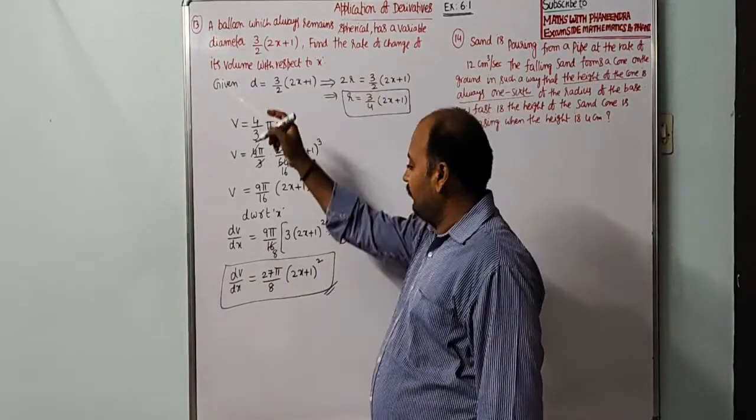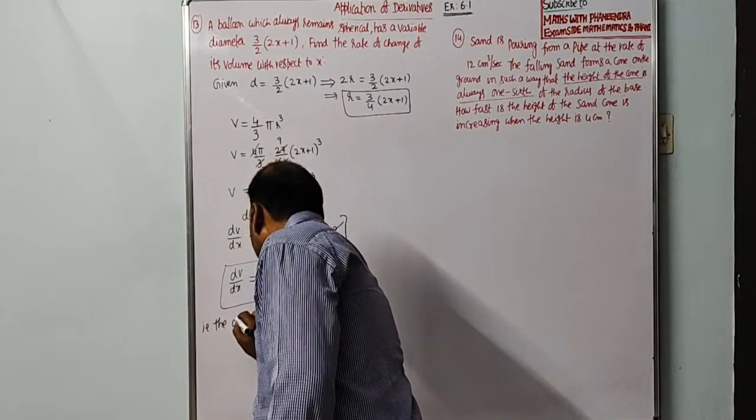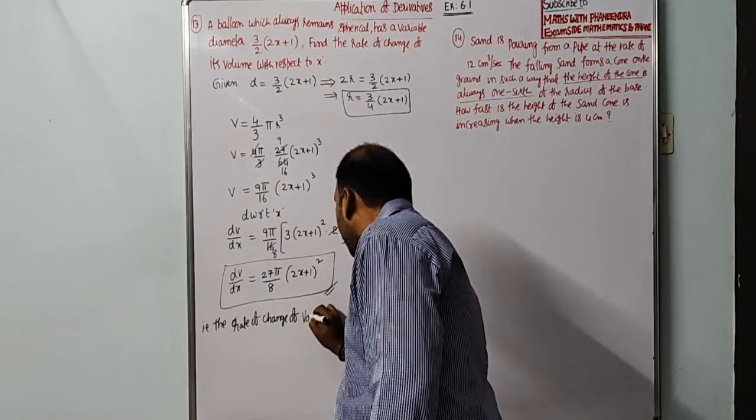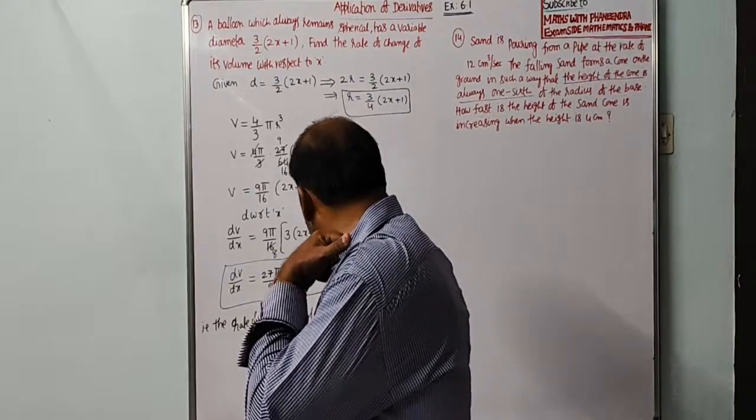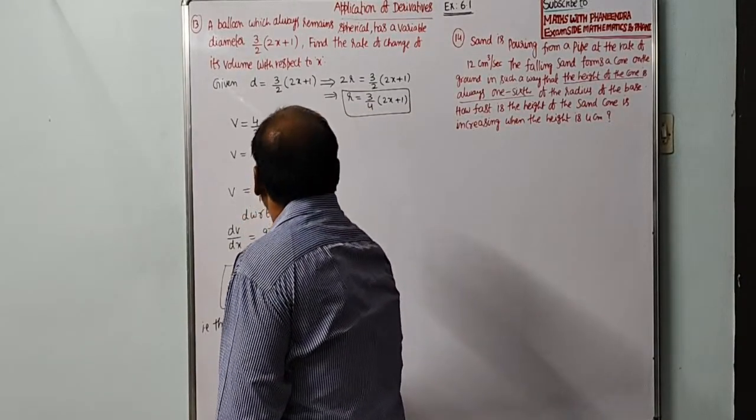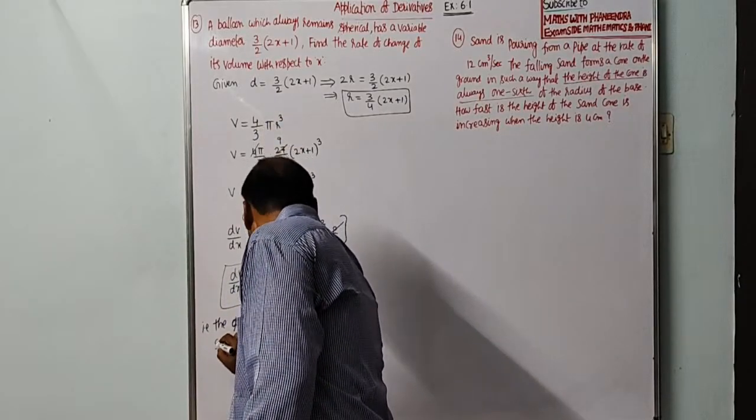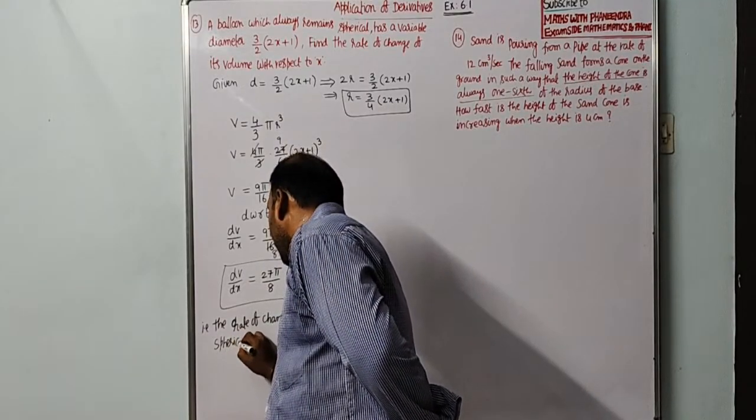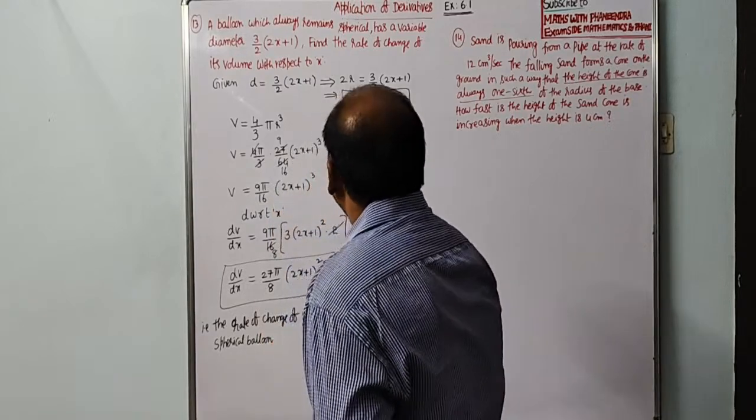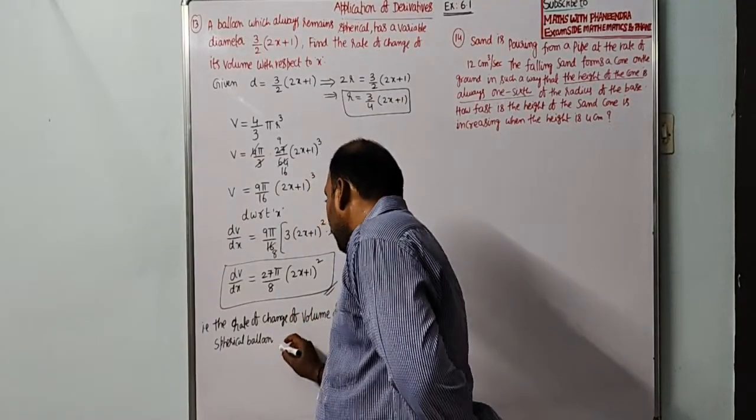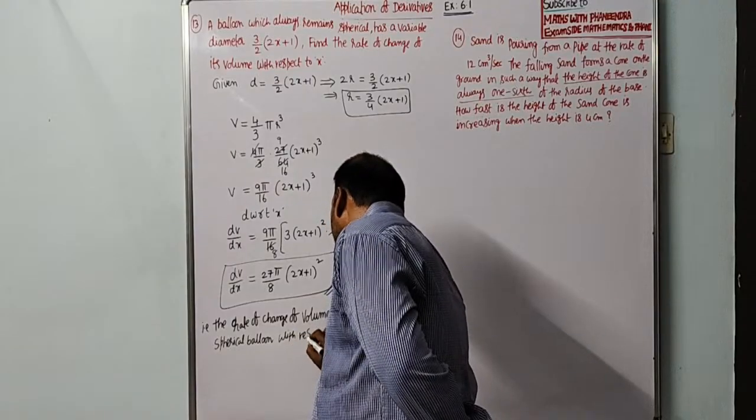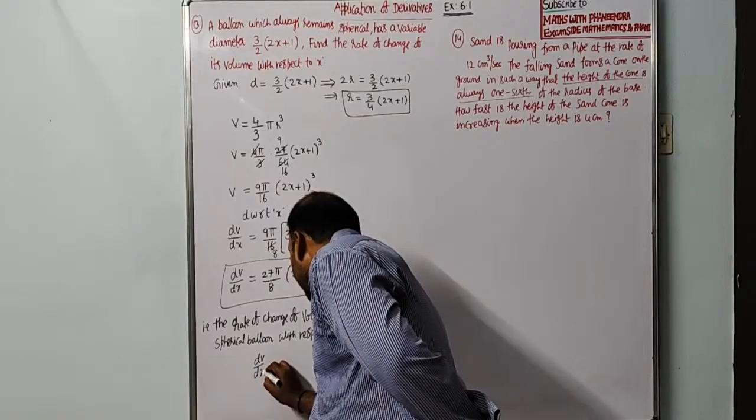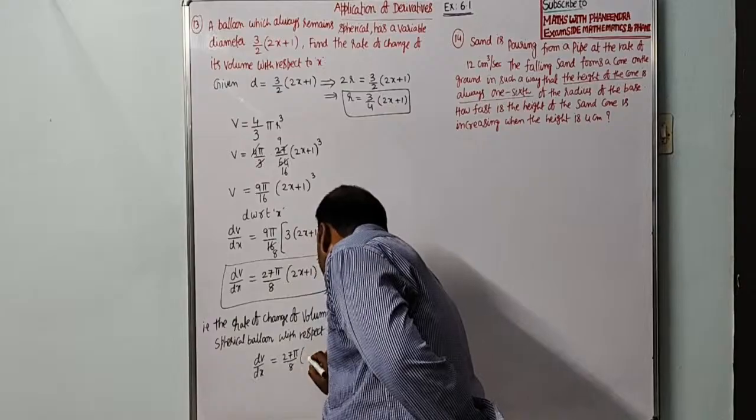So the rate of change of volume of the spherical balloon with respect to x is dV by dx equal to 27 pi by 8 into 2x plus 1 whole square.